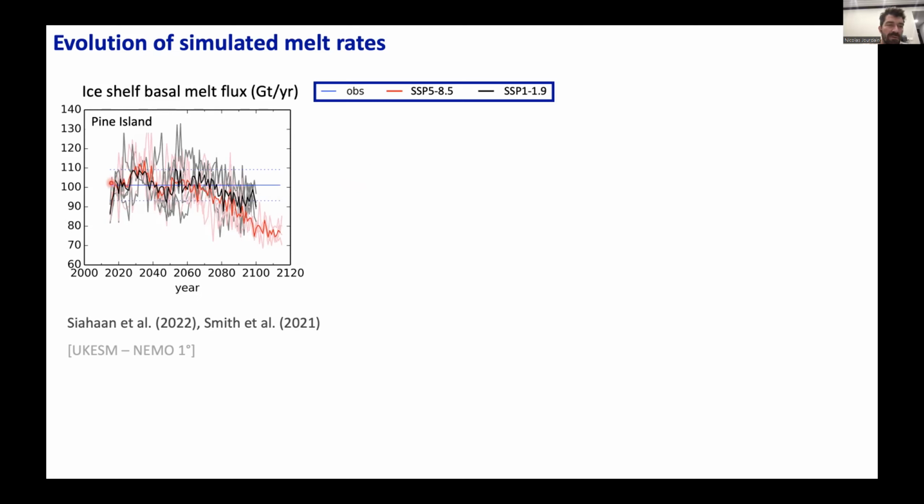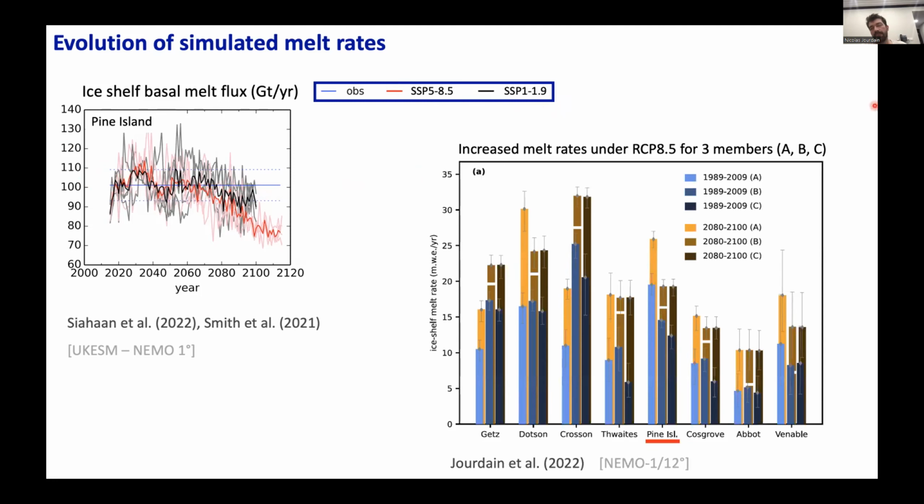What you can see on this plot is that the average melt rate at the beginning of the simulation is close to observational values, so it's quite good, but there is not much evolution of these melt rates with time, and the two scenarios remain very close. And we think that this is not what should happen. And if we look at results from simulations at 1/12 of a degree from a paper that has just been accepted, you can see that it's quite different.